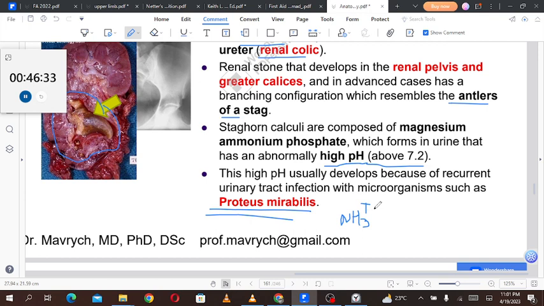Urease positive organisms can convert urea into ammonia. So when they produce ammonia, that ammonia being an alkaline agent causes alkalinity, or high pH, in the calyces, and that high pH will lead to the formation of magnesium ammonium phosphate stones.